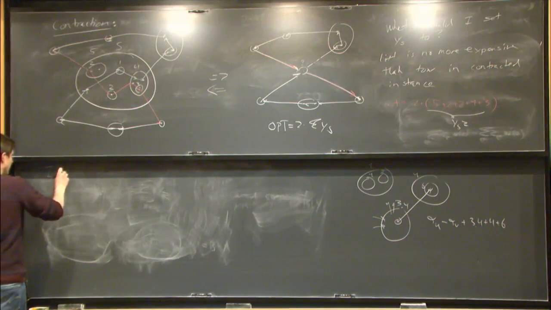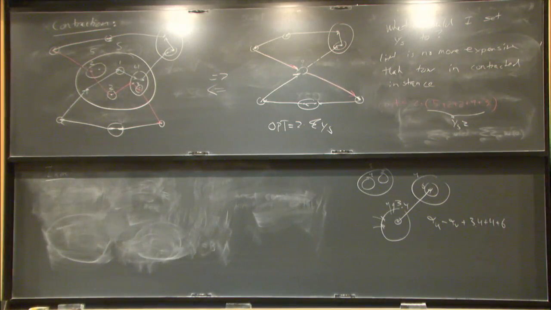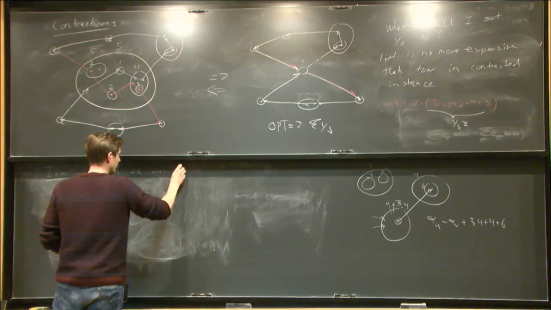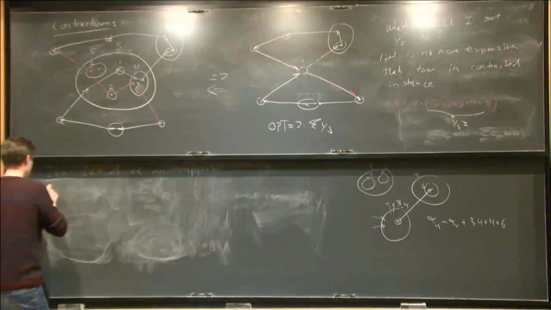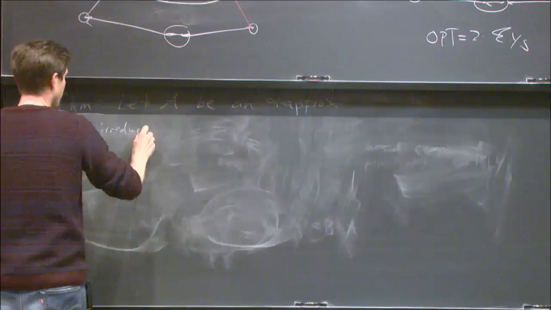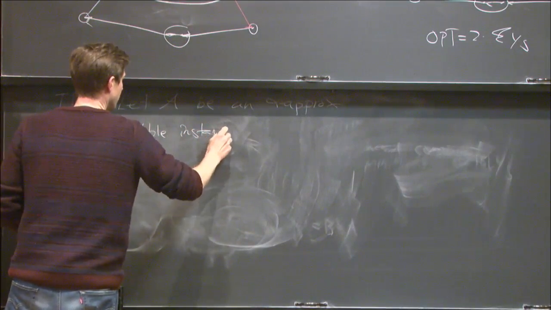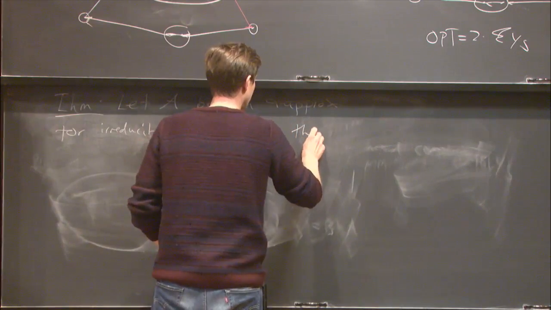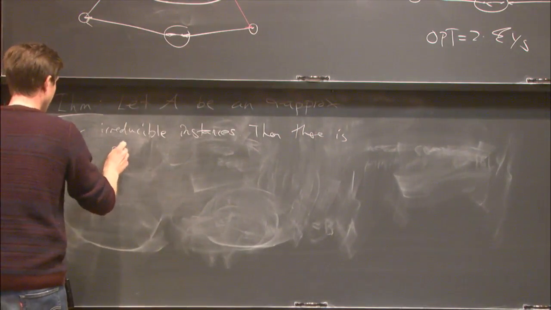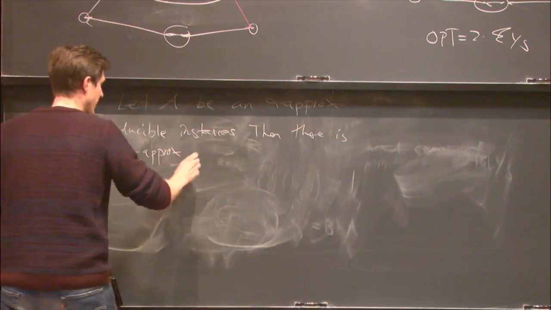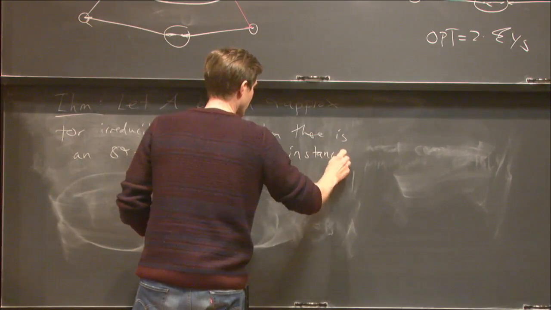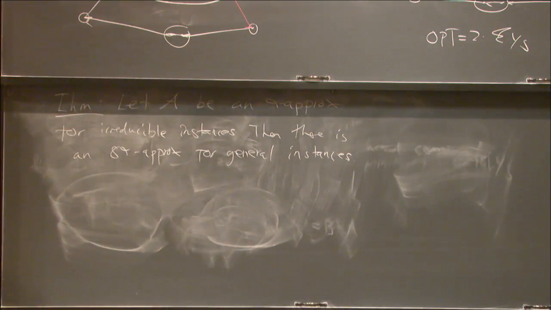Theorem. If there is such a thing, you still need to analyze the cost of that. Let A be an alpha approximation for irreducible instances. Then there is an 8 alpha approximation for general instances. By general instances I mean lambda weighted, but as we saw, that was the same.